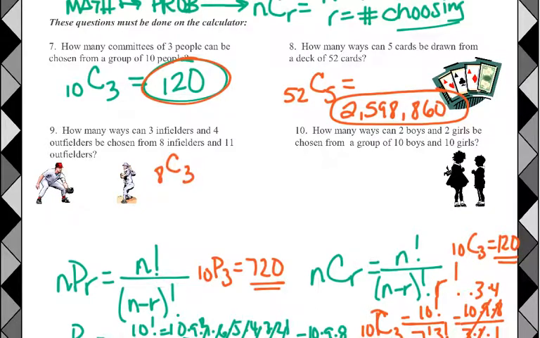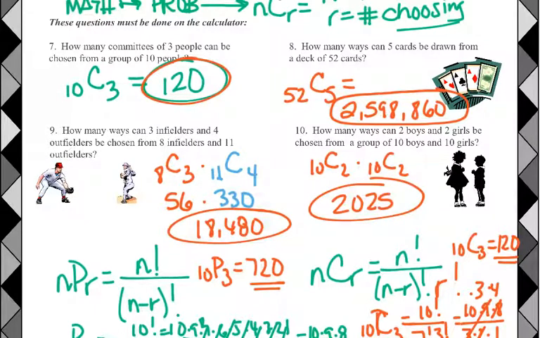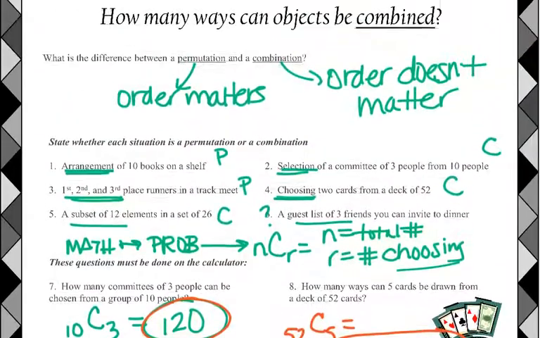Now we've got 2 things that are being chosen, infielders and outfielders. We have 8 infielders, we're choosing 3. 11 outfielders, we're choosing 4. You could do each of these on the calculator individually, 56 and 330, multiply them together, 18,480. Same thing with the next one, boys and girls. 10 boys choosing 2, 10 girls choosing 2. You could even type it in all together, you get 2025. So this is combinations.